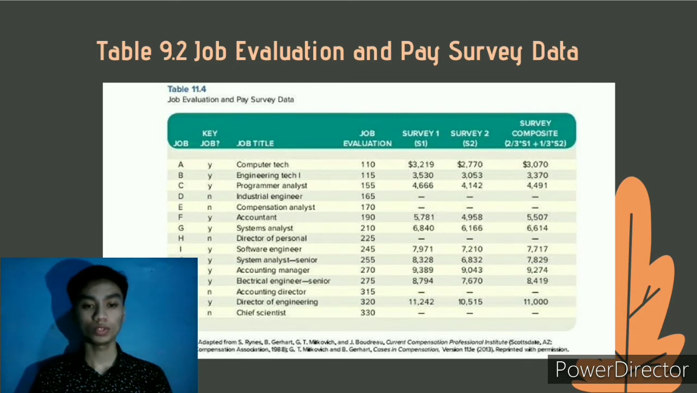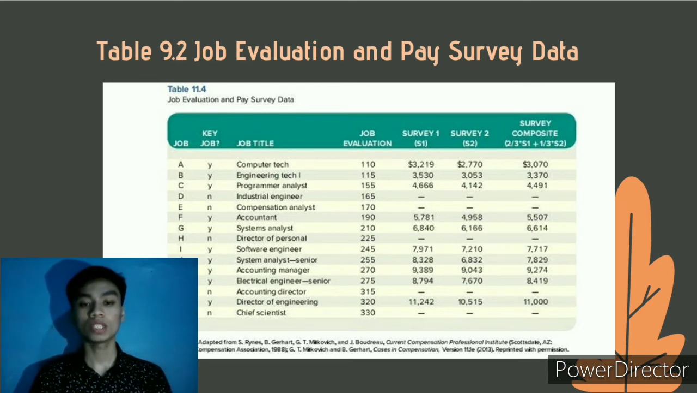So the next table shows a job evaluation and pay survey data. It consists of job title, a classification whether it is a key job or a non-key job, job evaluation, which is the total of combined compensable factors, data of survey 1 and 2, and the survey composite. Here, you will also recognize that the non-key jobs do not have survey data, because as I said earlier, these jobs do not have reliable and available salary survey data.